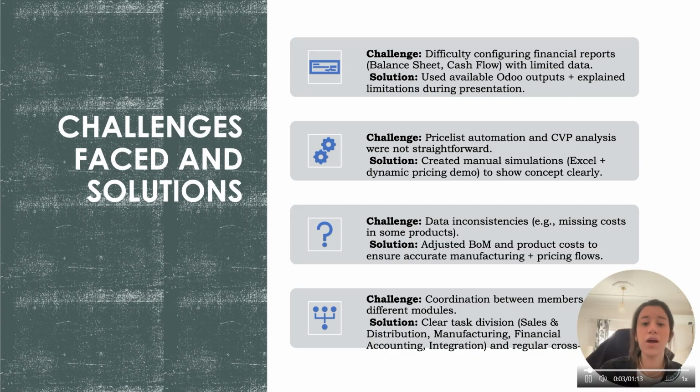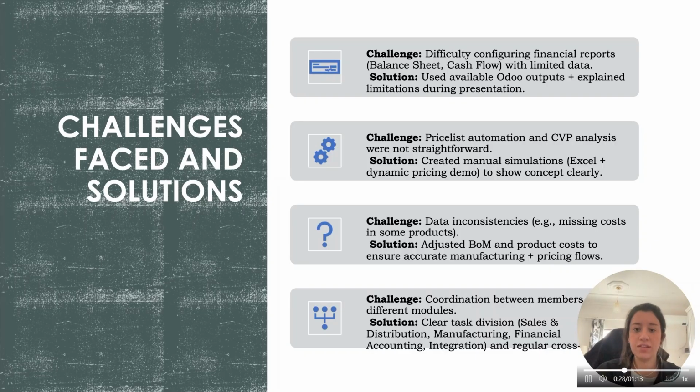Okay, so now let's talk about the challenges faced and the solutions we came up with during the project. As a first challenge, we found some difficulty configuring financial reports such as balance sheets, cash flow, and such things with such limited data. The solution we came up with is using available Odoo outputs plus explaining limitations during presentations.